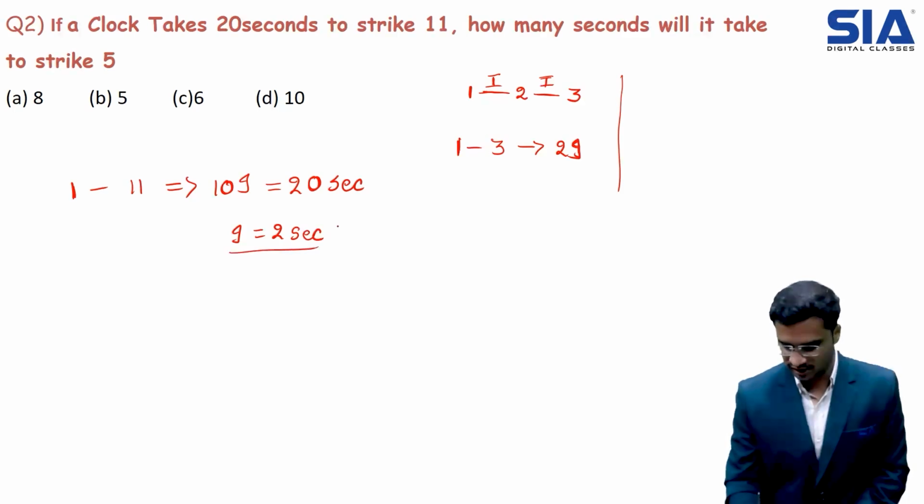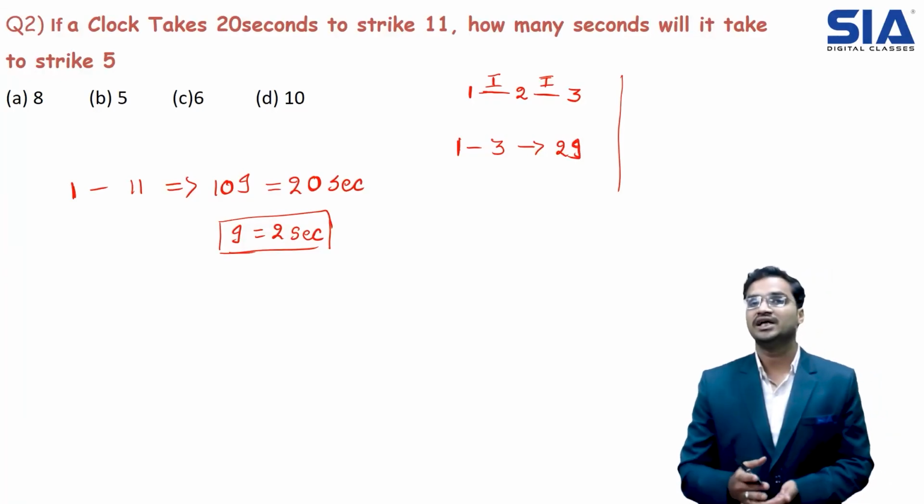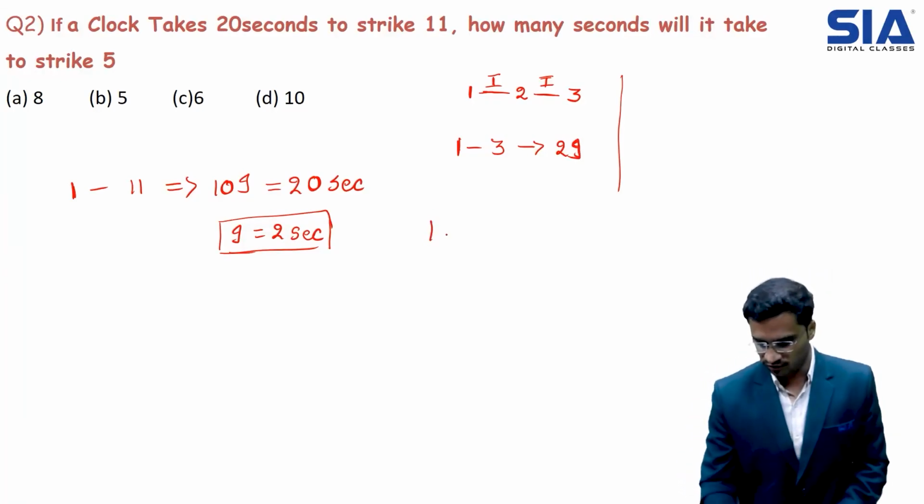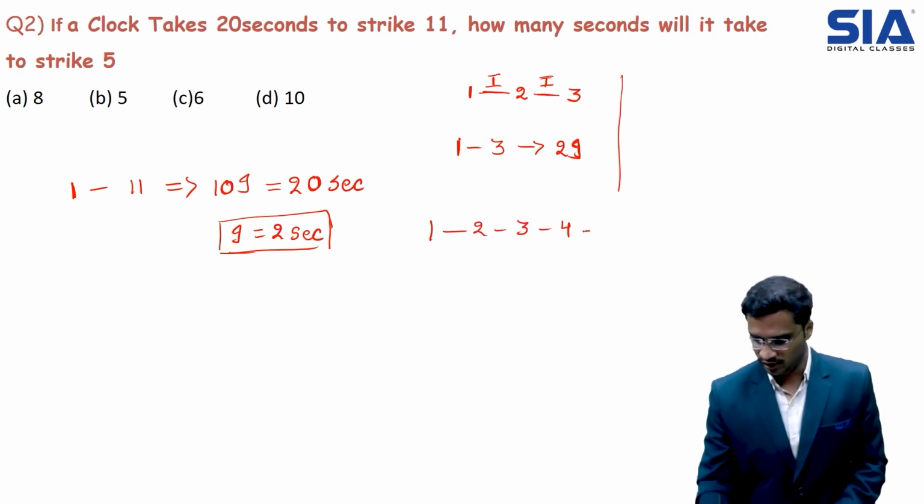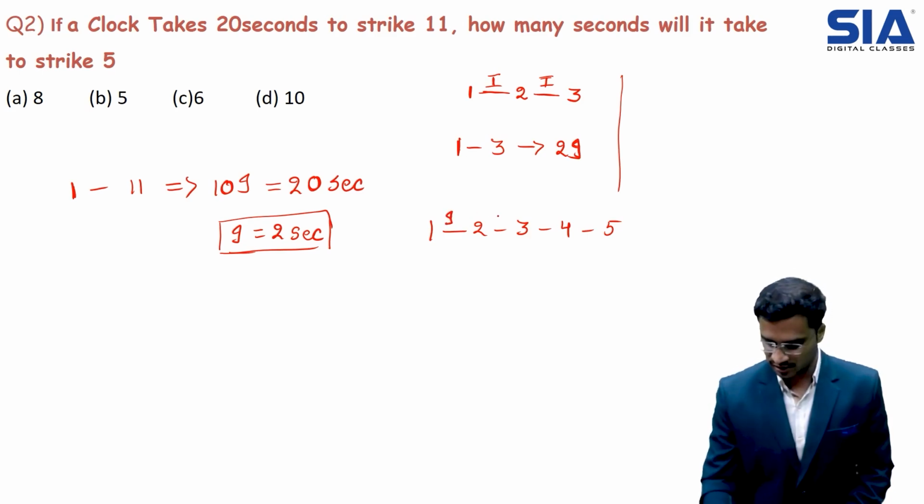The value of 1 interval is 2 seconds. Now what do we have to find? We have to find how many seconds it will take to strike 5. So from 1 to 5: 1 to 2, 2 to 3, 3 to 4 and 4 to 5. There are how many intervals? First interval, second interval, third interval and fourth interval.